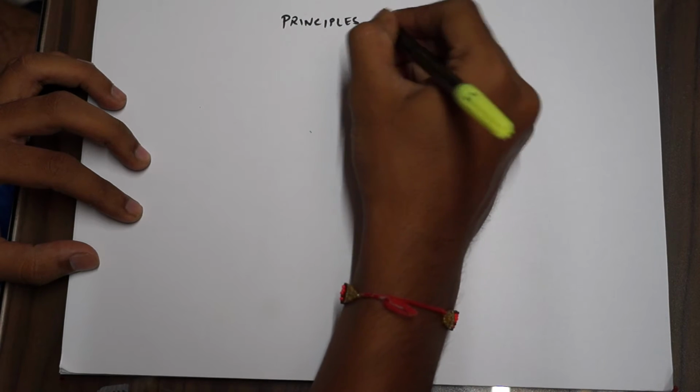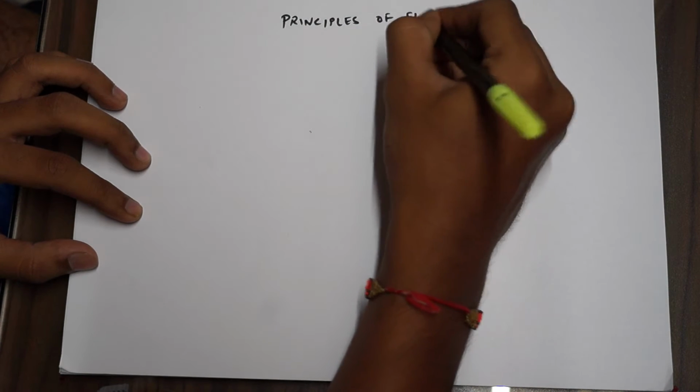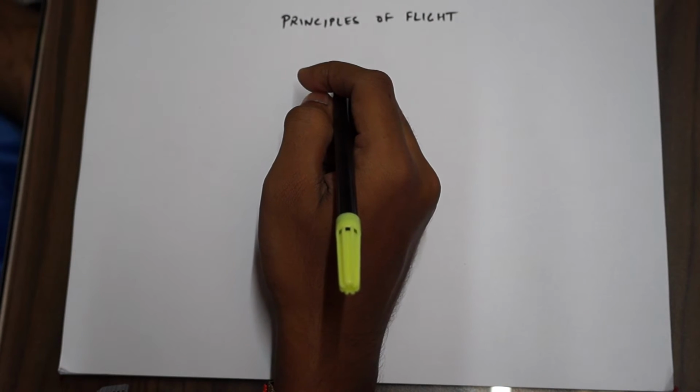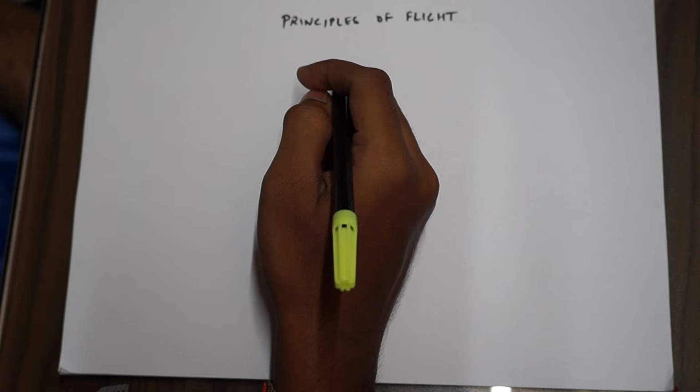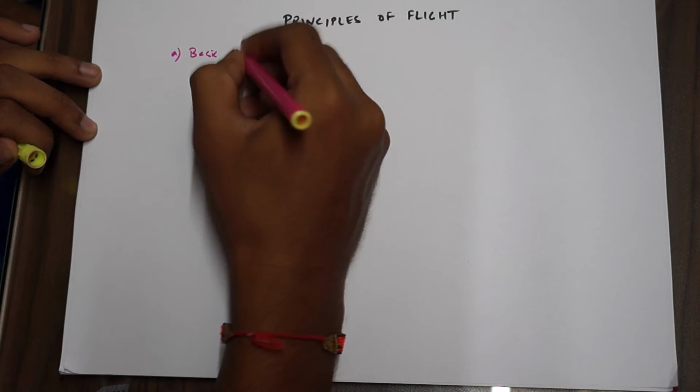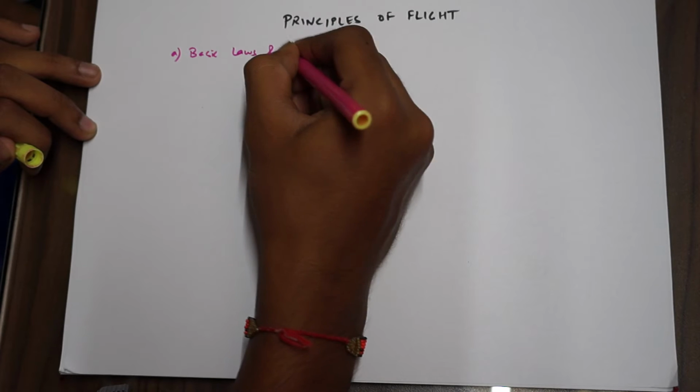We're going to start with principles of flight. First, I'm generally following the portion pattern given by the DGCA on the website. So first we have basic laws and definition.